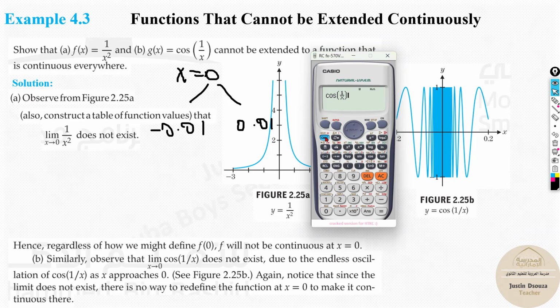Now I'll type this, calc negative 0.01. What is the answer? It's 0.86. But now let me check this. Negative 0.001, now it's changed. Same thing, let me go to the positive side. It's just varying. You can see it's oscillating, right? It keeps on changing. You won't get a definite answer. Let's try again.